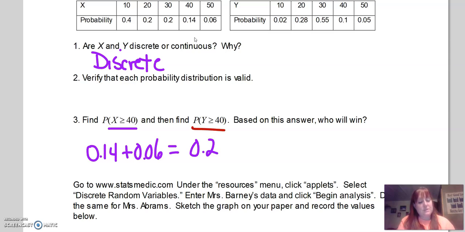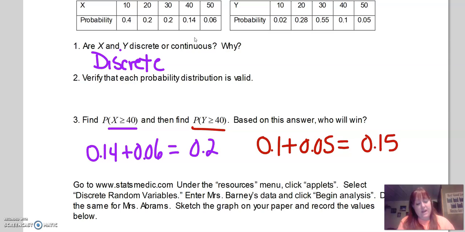What about Miss Abrams? Probability that y is greater than 40. So we have 0.1 plus 0.05, so that equals 0.15. So she has a 15% chance that she will get 40 points on one ball. So my question for you is, based on this, who do you think is going to win? And to me, it looks like that I would win, right? Because I have a greater chance of getting a higher value on this ball.